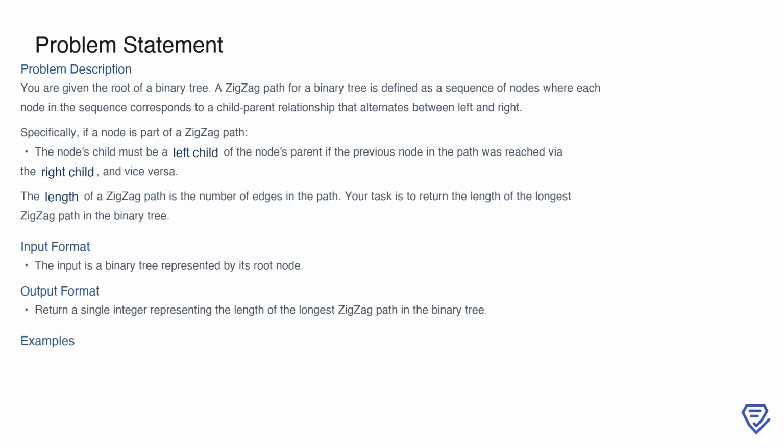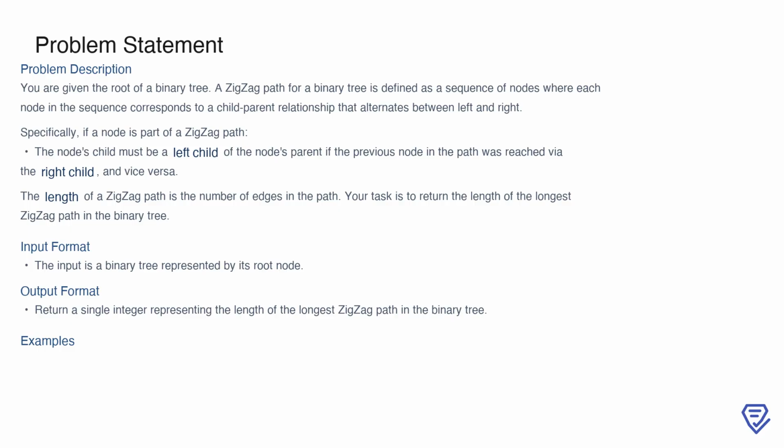In this problem, you are given the root of a binary tree, and your goal is to find the longest zigzag path within it. A zigzag path is defined as a sequence of nodes where the direction alternates between left and right as you move from one node to the next. For example, if you move to the right child of a node, the next step in the path must involve moving to the left child of the following node, and so on. The length of this path is simply the number of edges it contains.